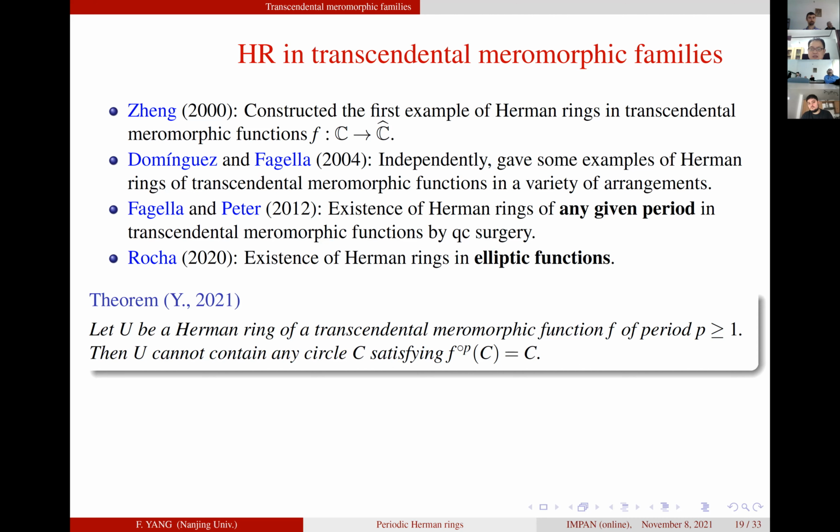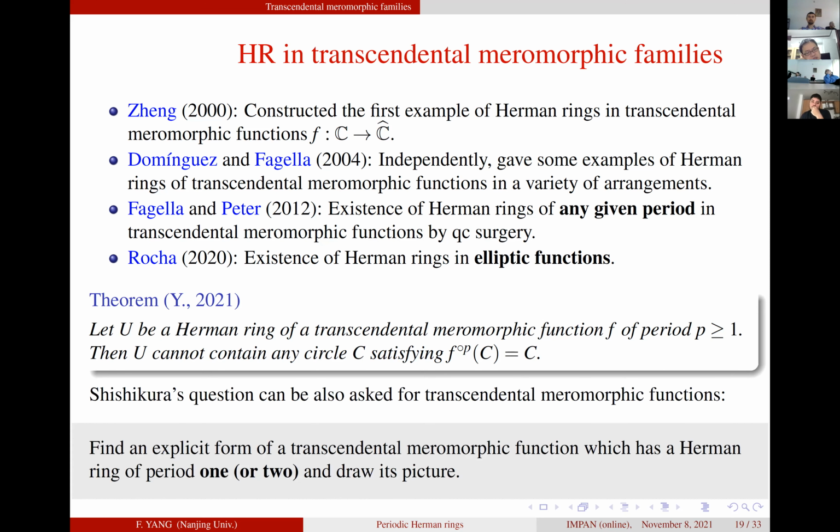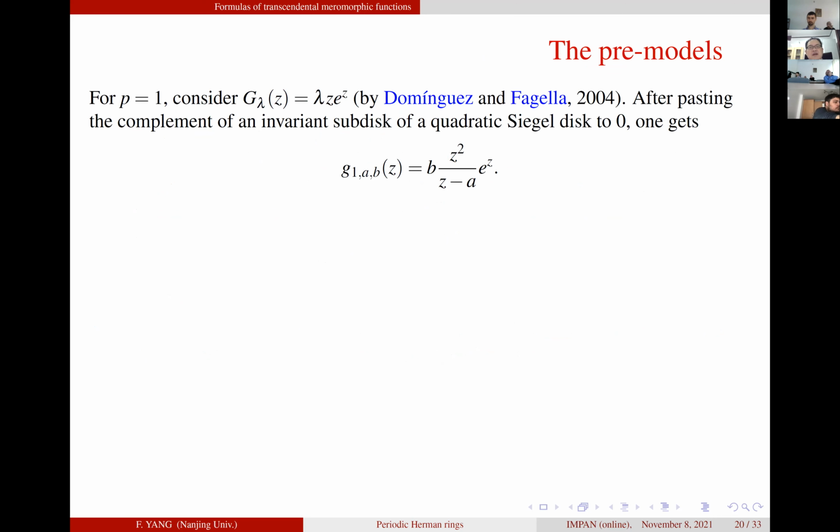It only has poles in the complex plane, but it cannot have essential singularities in the complex plane. And so Shishikura's question can also be asked for transcendental meromorphic functions: to find the explicit form of a transcendental meromorphic function which has a Herman ring of period 1 or 2 and draw its picture. And actually for period 1, Dominguez and Vagina have found an example.